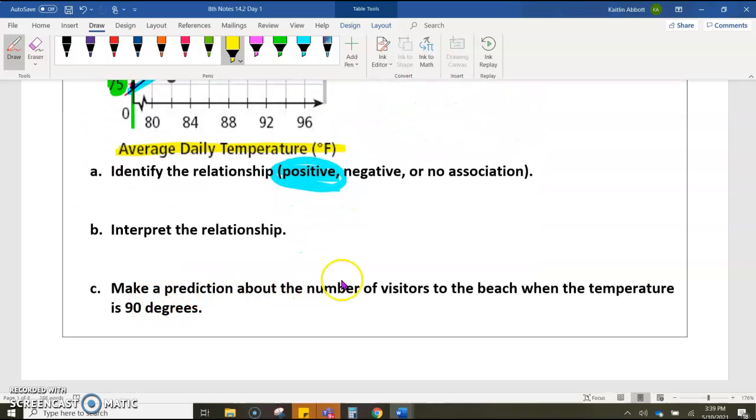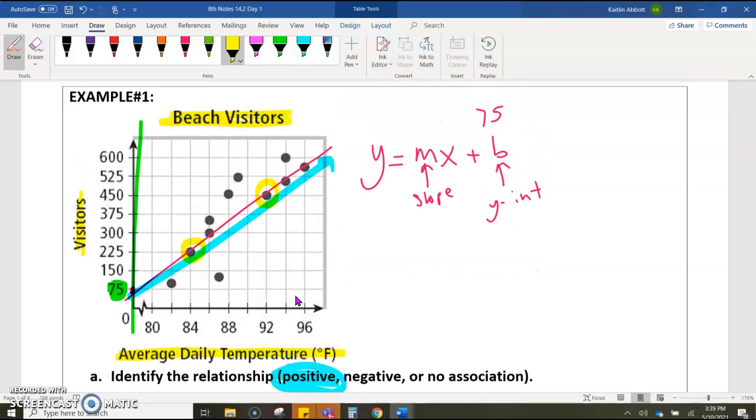Last, make a prediction about the number of visitors to the beach when the temperature is 90 degrees. We're going by 80, 82, 84, 86, 88, 90, so this is 90 degrees. What is our prediction? How many people do you think will be there? Let's take a guess. Here's 90, and if I go up, we get that it's between 375 and 450.